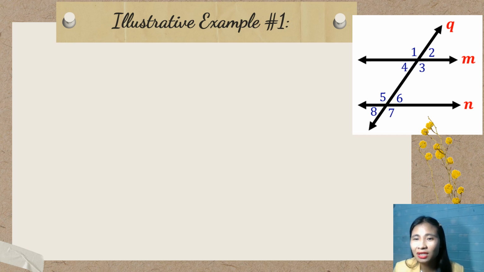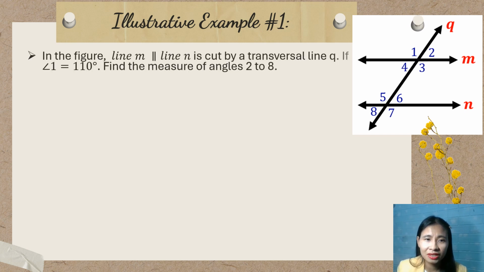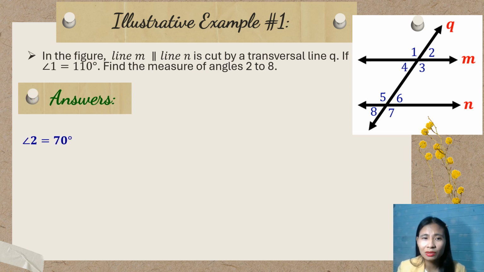Next we have an example of the corresponding angles postulate. Using the same illustration, for example, in the figure, line M is parallel to line N, cut by transversal line Q. If angle 1 is equal to 110 degrees, find the measure of angles 2 to 8. Okay, so we will take them one by one. Starting with angle 2.